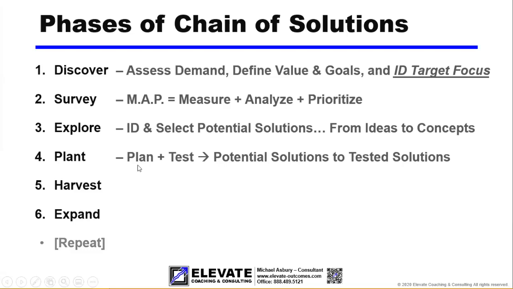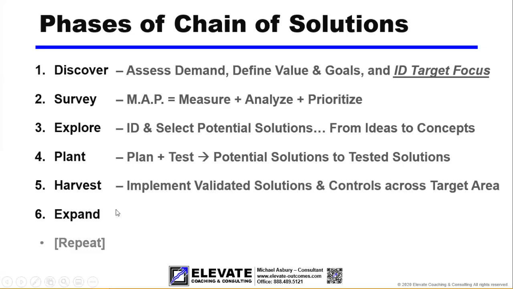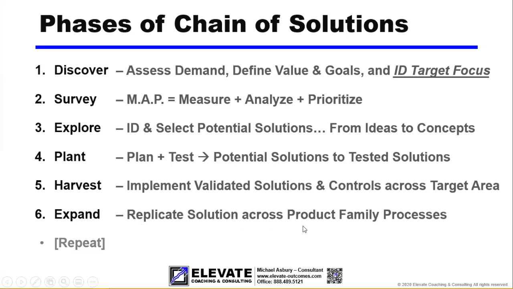Plant is where we plan and test. We go from potential solutions to tested solutions that we're actually ready to implement. During harvest, we implement the validated solutions and the controls across our target area. For expand, we replicate the solution across the rest of the product family processes so that we can get to the level of throughput and profitability for the product family that we're focusing on. And then we go back to step one and we assess what do we focus on next.